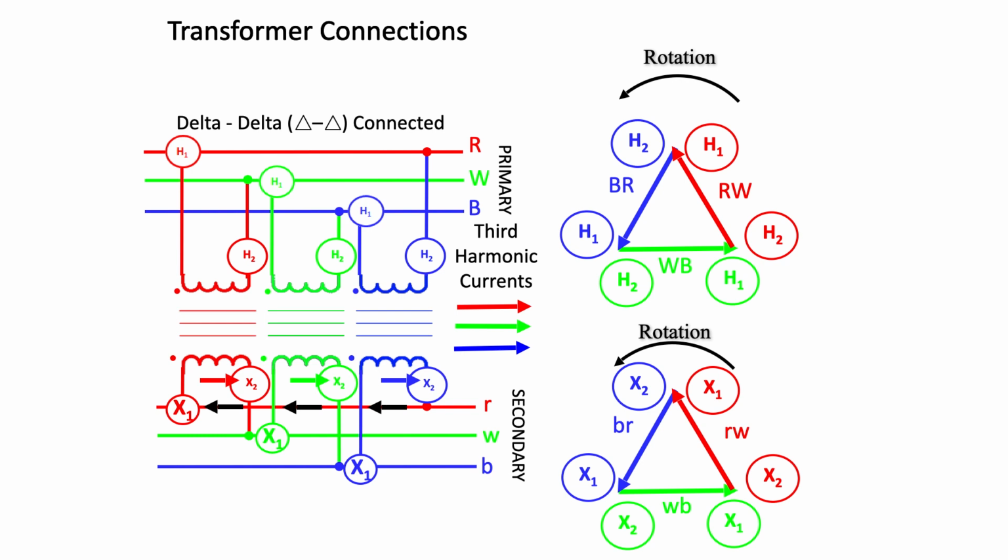Star-to-star or delta-to-delta connections do not introduce any phase shift into the circuit from primary to secondary. Thus, all related primary voltages will be in phase with the related secondary voltages.